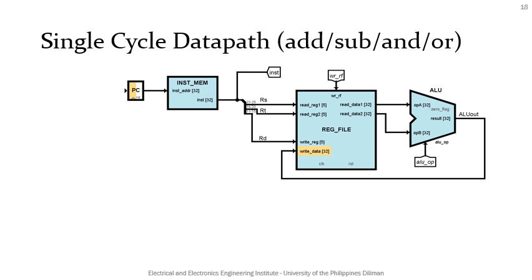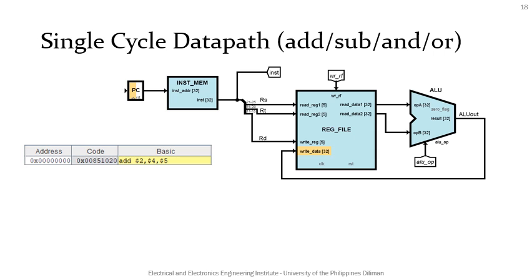We'll now start constructing our data path. We'll consider first the simplest R-type instructions, add, sub, and OR, which all have similar formats. To show how the signals propagate, we will use a specific example: an add $2, $4, $5 instruction stored at address 0.